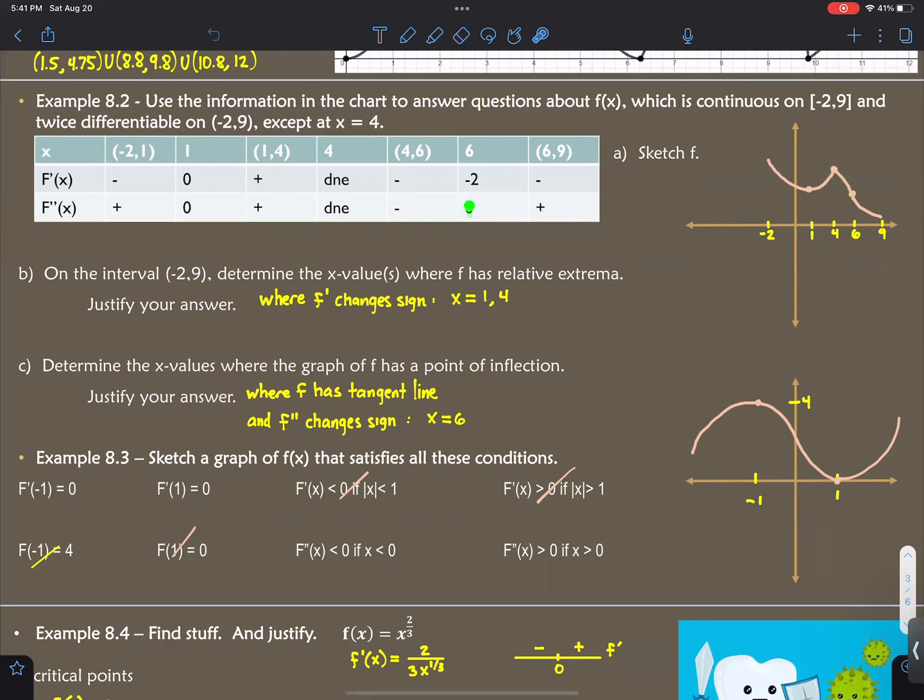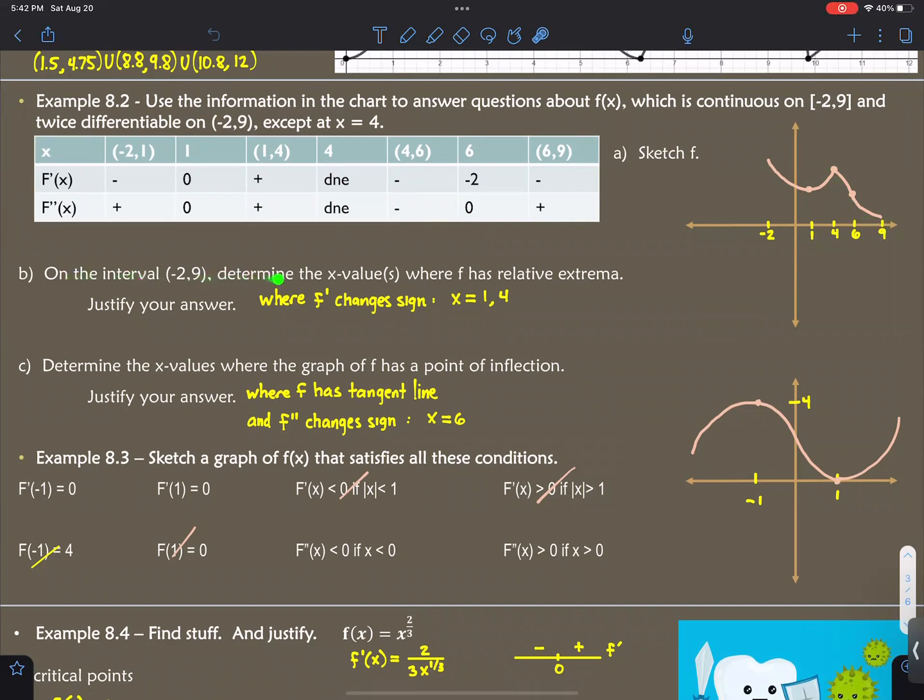Notice at 6, the second derivative goes to 0. We're still decreasing overall with the negative first derivative, but we've got a second derivative of 0, and we do have a switching concavity. So there's a point of inflection. Still decreasing, but now you're concave up.